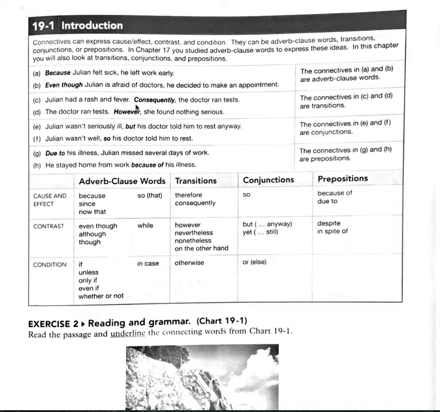Julian had a rash and fever. Consequently, the doctor ran tests. And the doctor ran tests. However, she found nothing serious. The connectives in C and D are transitions. And remember, with transitions, normally we use a period before the transition and capitalize the transition, and then a comma after the transition to separate it from the rest of the sentence.